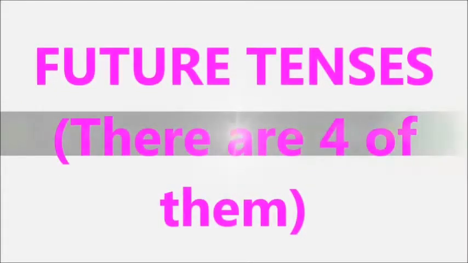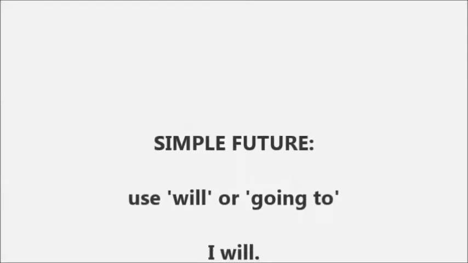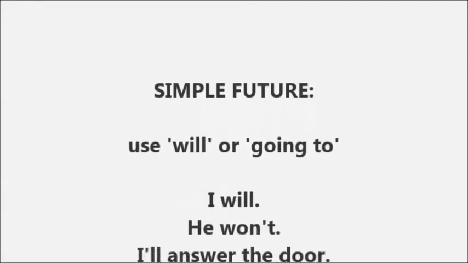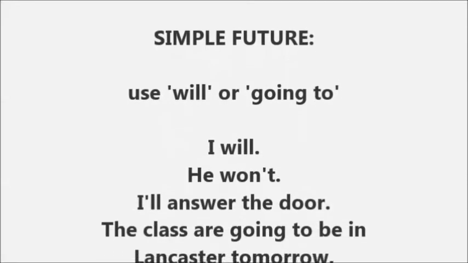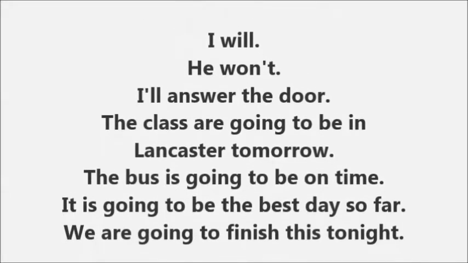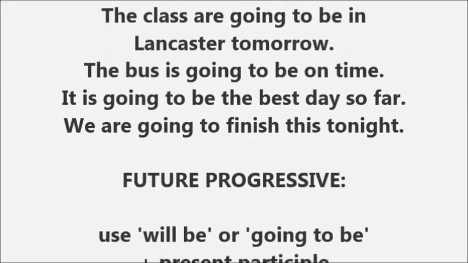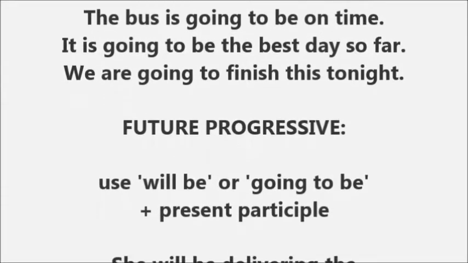Future tenses. Now this may surprise you, there are 4 of them. There are 4 future tenses, so listen very carefully, there's a lot to take in here. Simple future, use will or going to. I will, he won't. I'll answer the door. You can use contractions. The class are going to be in Lancaster tomorrow. The bus is going to be on time. It is going to be the best day so far. We are going to finish this tonight.